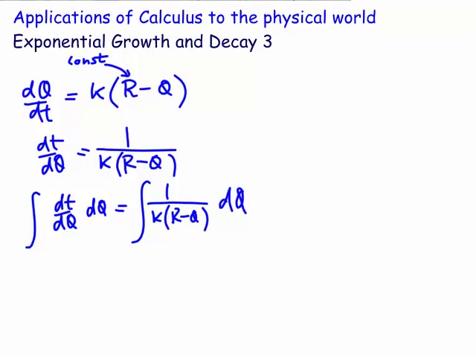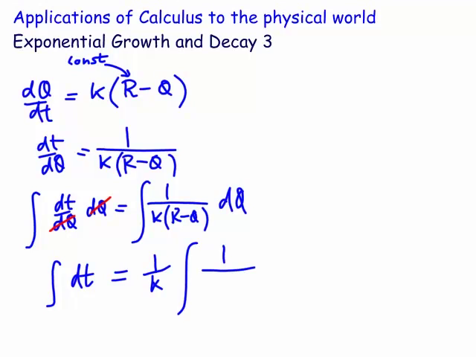We can simplify the left side to just the integral of dt, which gives us t. We can take the 1 on k out, and we get the integral of 1 on (r minus q) dq. Now this is where the difference comes in. The derivative of r minus q with respect to q is minus 1. So we need to put in a minus to adjust it to the log, and then adjust the front to minus 1, and now we can integrate.